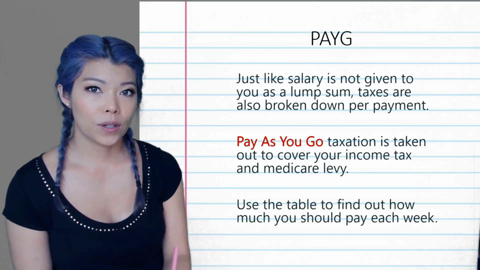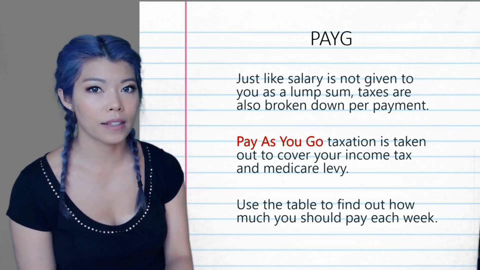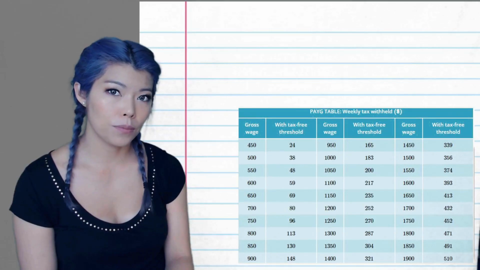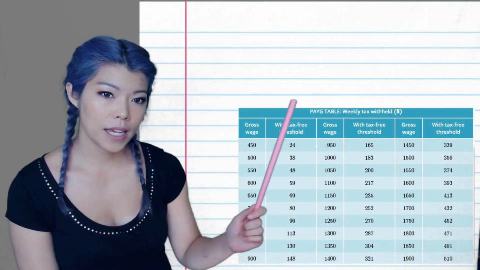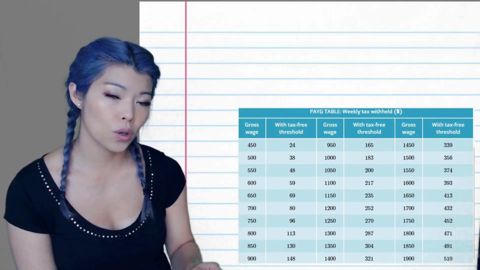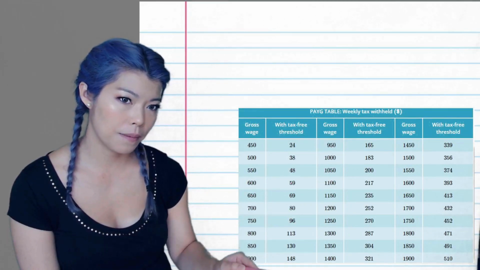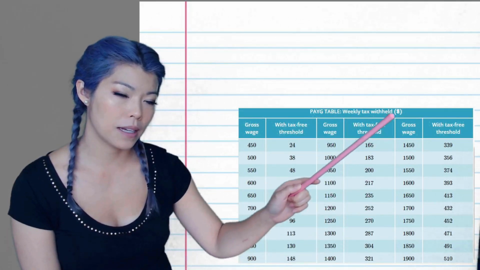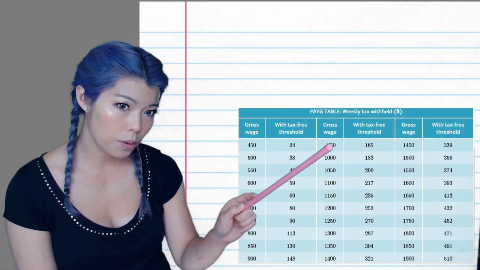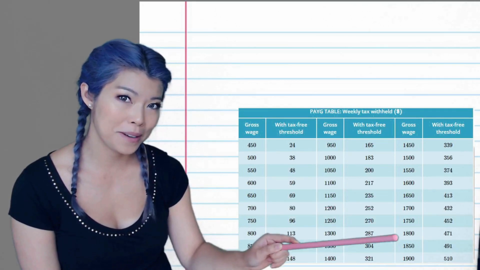Let's see how it works. We're going to use a table, which is the same table as the government or your boss uses, to figure out how much to take out from your gross pay. So here's the table. We have the gross wage and we have the tax to be taken out, or the PAYG, and it goes across. Again, it's the same thing, gross and money taken out, etc., but it goes from 450 and more and more. Hopefully you'll be down here somewhere earning that amount each week.